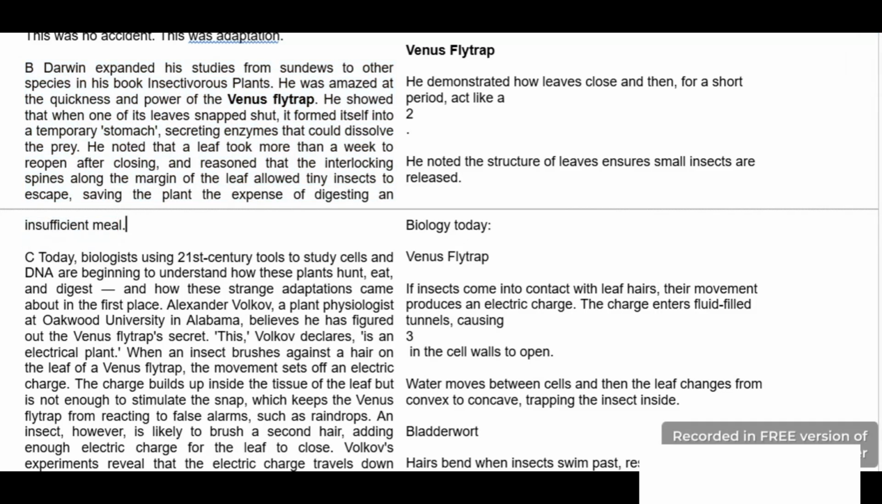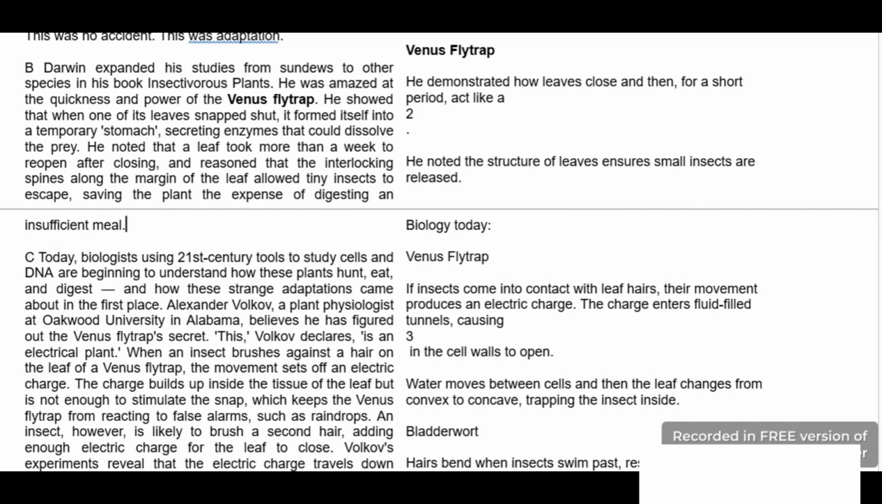So let's start to read. Darwin expanded his studies from sundews to other species in his book Insectivorous Plants. He was amazed at the quickness and power of the Venus flytrap. He showed that when one of the leaves snapped shut, it formed itself into a temporary stomach, secreting enzymes that could dissolve the prey. He noted that a leaf took more than a week to reopen after closing, and that interlocking spines along the margin of the leaf allowed tiny insects to escape, saving the plant the expense of digesting an unsatisfying meal.